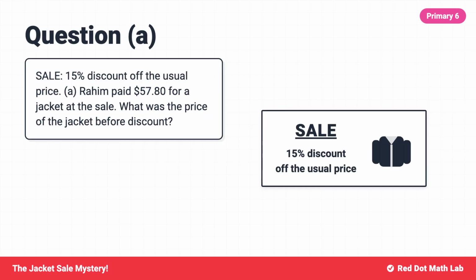Here is Part A. A shop is having a sale. There is a 15% discount off the usual price. Rahim paid $57.80 for a jacket at the sale. What was the price of the jacket before the discount?